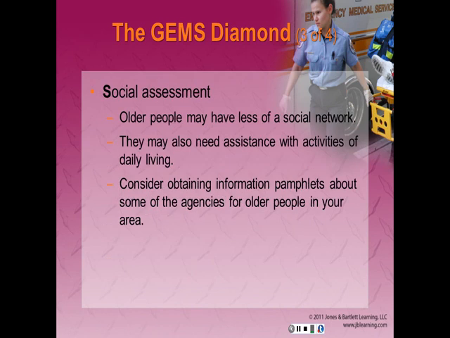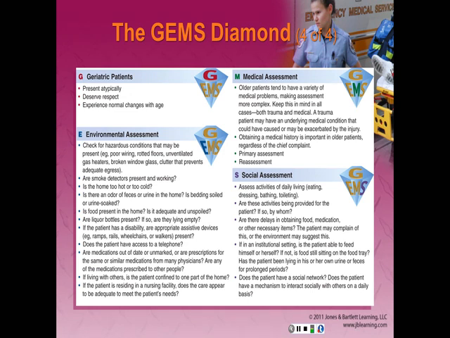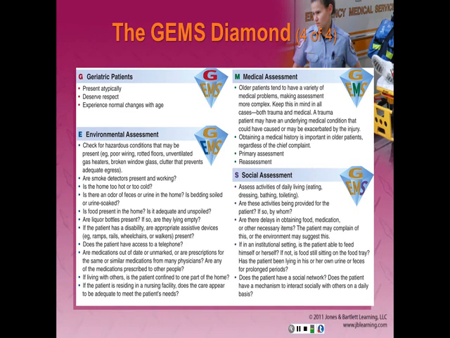S stands for social assessment. Older people may have less of a social network because of the death of a spouse, family members, and friends. They may also need assistance with activities of daily living. You should consider obtaining information pamphlets about some of the agencies for older people in your area. This slide has a great synopsis of what the GEMS Diamond stands for and the things we need to look for, and again, makes a great study guide.